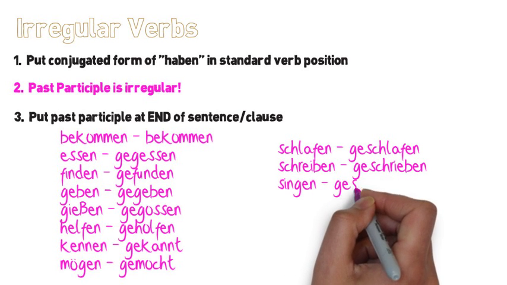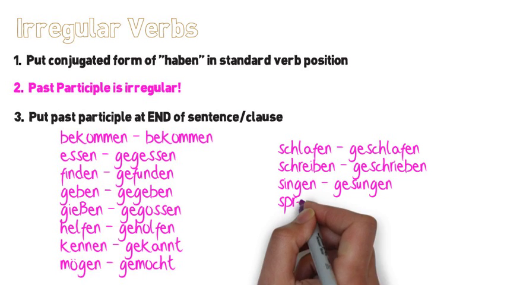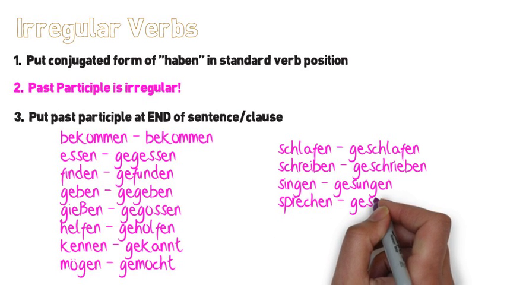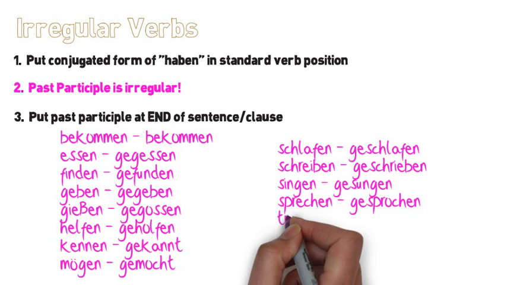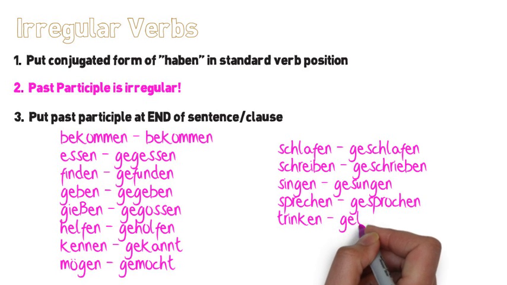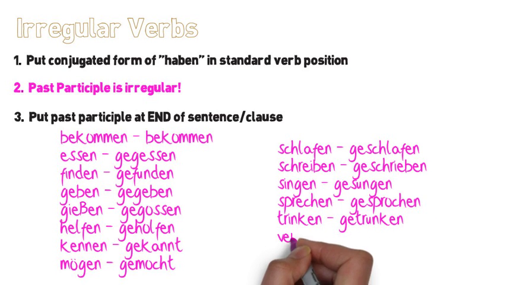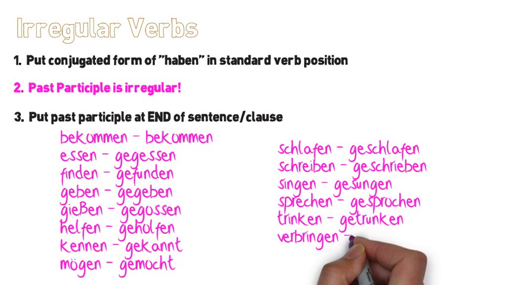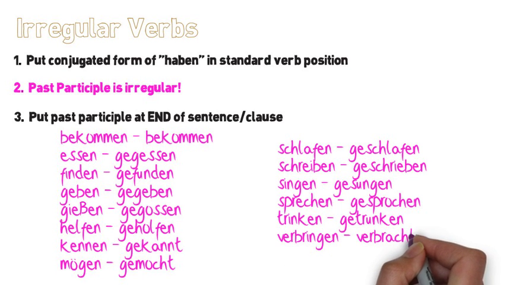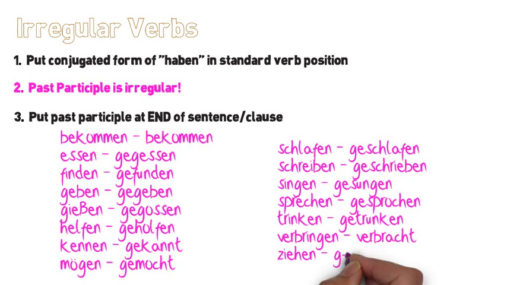Singen becomes gesungen. Sprechen becomes gesprochen. Trinken goes to getrunken. Verbringen, as in to spend time, becomes verbracht. And ziehen, like in anziehen, becomes gezogen. As you know from your prior experience with the past tense, you need to memorize and practice these past participles until they feel natural. As an English speaker, though, you do have something of a leg up on these.